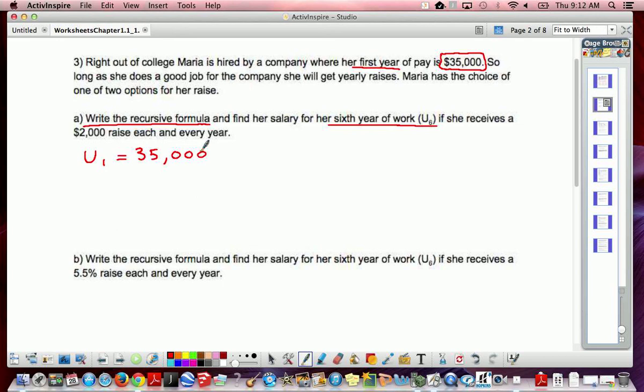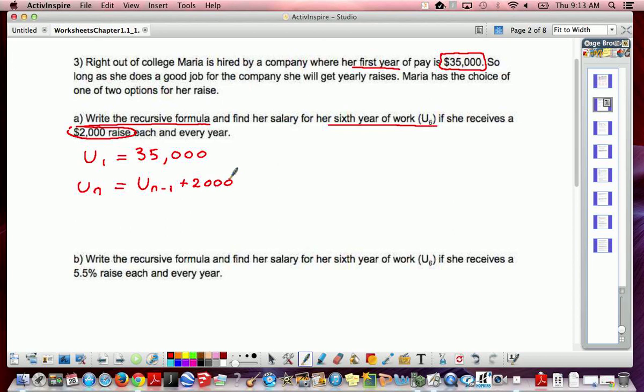That's the first piece. The second piece, again, is how do we get the second year and the third year and the fourth year? So we write the recursive piece. So this U sub n, the next term, we get by taking the previous term, 1 less than it, n minus 1. And then how are we getting our raises? According to this information here, we're getting a $2,000 raise. So it's going up by $2,000 each and every year. So we're simply just adding $2,000.